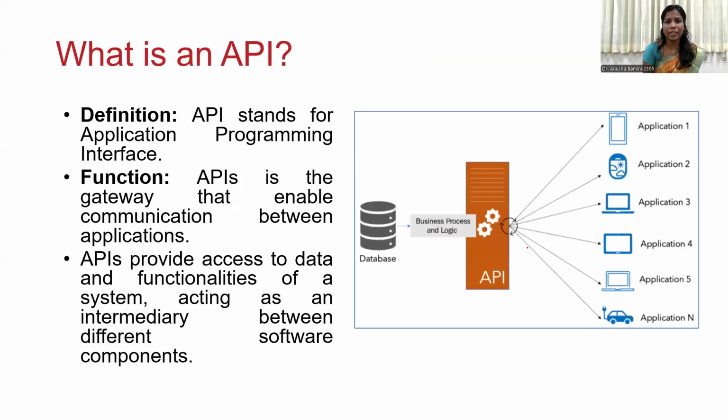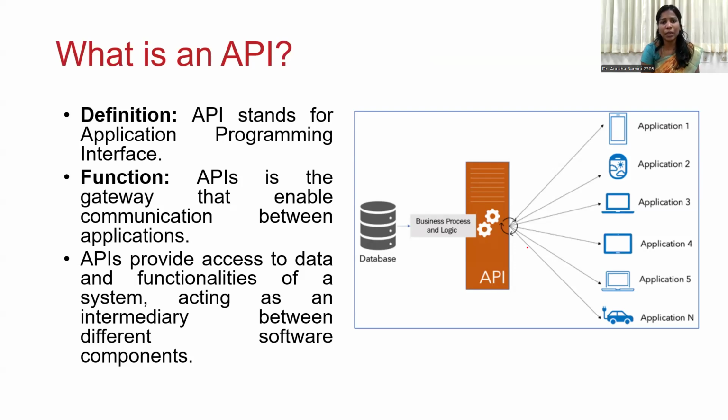So why do we need this API? The expansion is application programming interface, so it acts as an interface. You can see it in the picture. API acts as an intermediary between the database, or it may be a server, and various kinds of applications. That application may be used on your tab, mobile phone, smartwatch, etc. Whatever application you are using, the intermediary is the application programming interface.